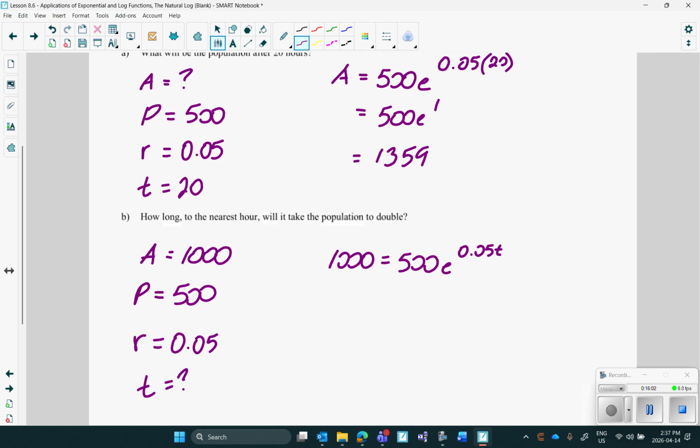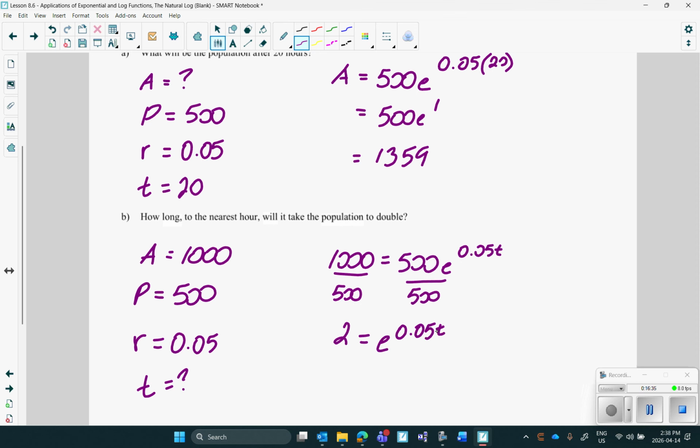Notice the unknown is in the exponent. That means we're going to have to do logs. But because it's e we're dealing with, we're going to do ln. Okay? First of all, I need to get the t out of the exponent, right? But before I do that, let's get rid of this. Divide by 500. So 2 equals e to the 0.05 t.